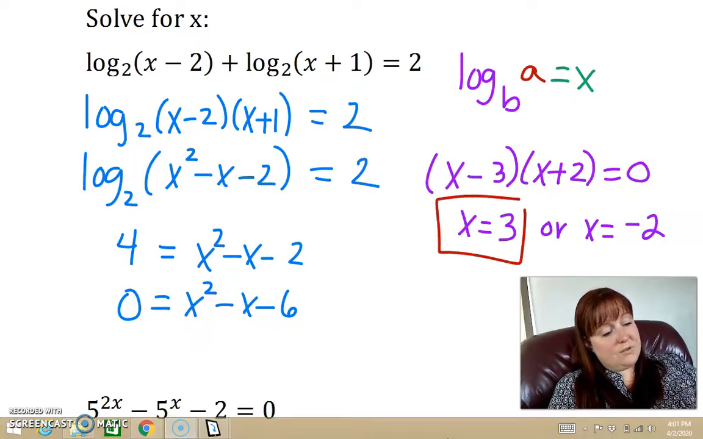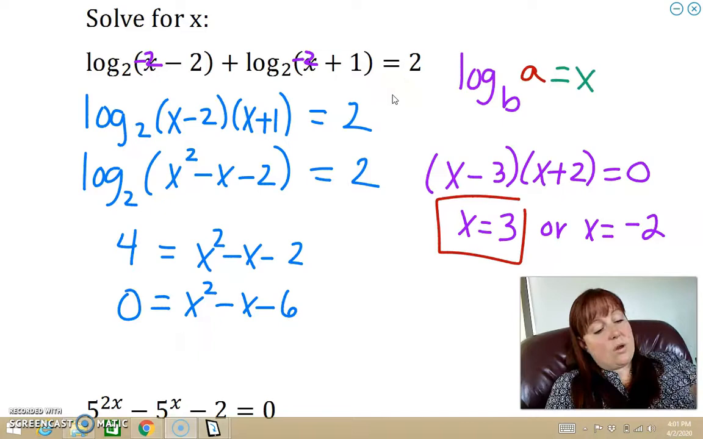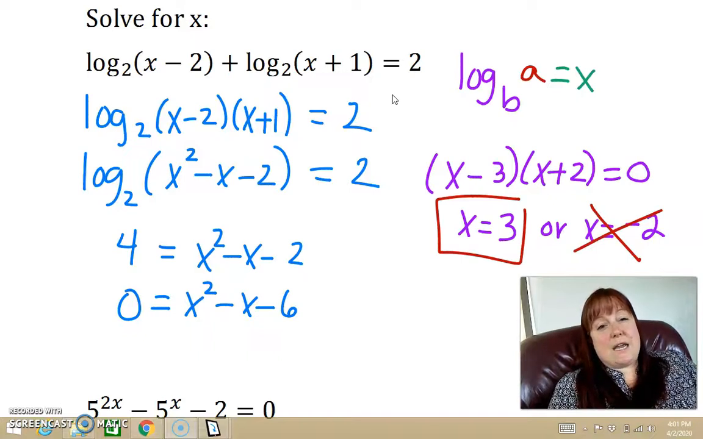Now let's check negative 2. Negative 2, negative 2. Well, I'm going to get a negative argument both places, right? This is going to be negative 4, and this is going to be negative 1. So that means that x equals negative 2 is what we call extraneous, or in other words, it's just not an answer. It's an answer that came up because we did all this algebraic manipulation, but in reality, it's not an answer. So what is the only number that makes this true? 3. x equals 3 is the only number that makes this true.